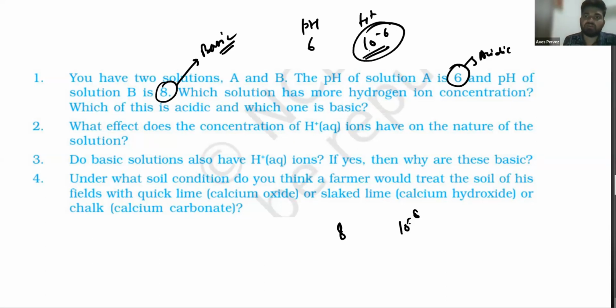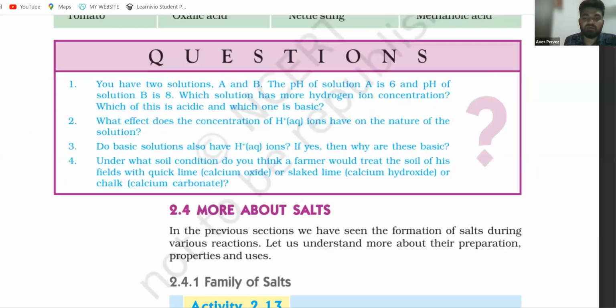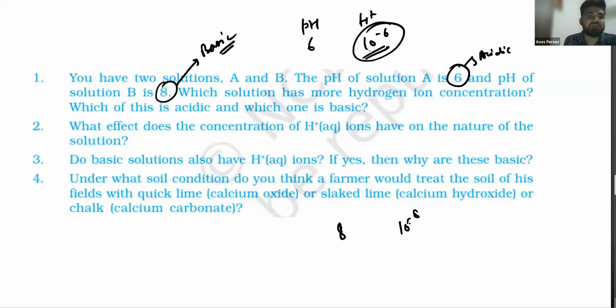So you know that the pH of a basic solution is greater than 7. So let's assume the pH of a solution is 10, then the H plus ion concentration will be 10 to the power minus 10 here. Got it? Yes, sir.